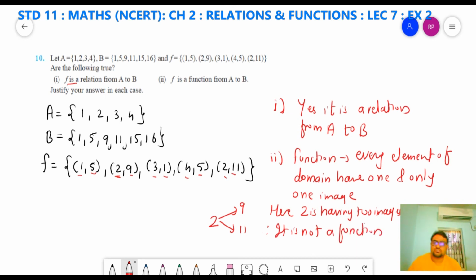Therefore, it is not a function, right? Okay, so there is no constraint for a relation, but for a function there is a constraint that every element must have one and only one image. Then only you can say it is a function. But here you can see that 2 has two images, hence it is not a function. Clear? So note down question number 10.